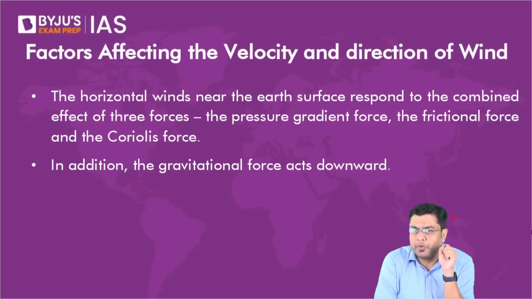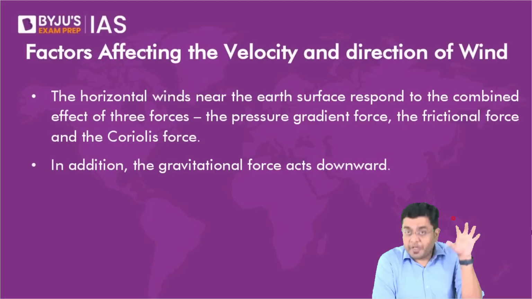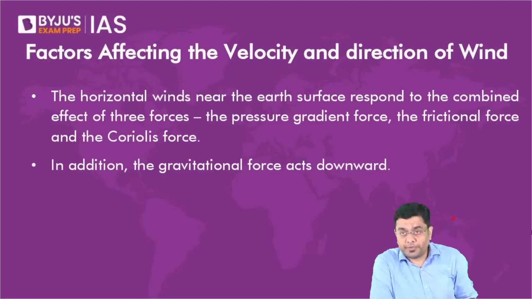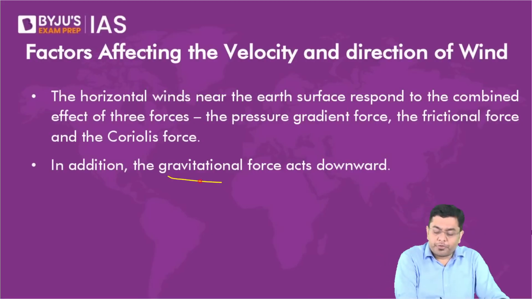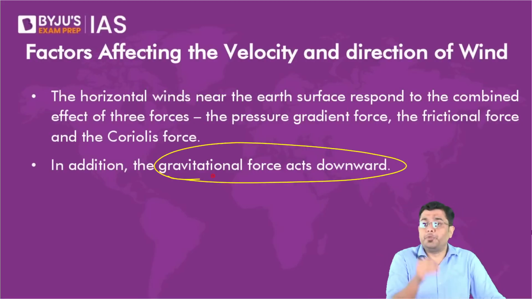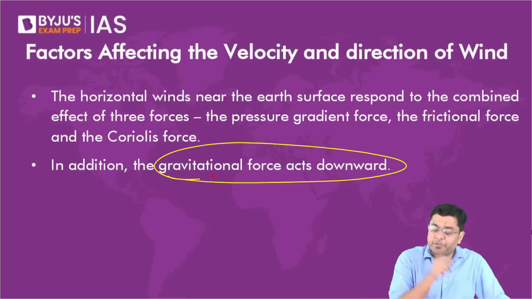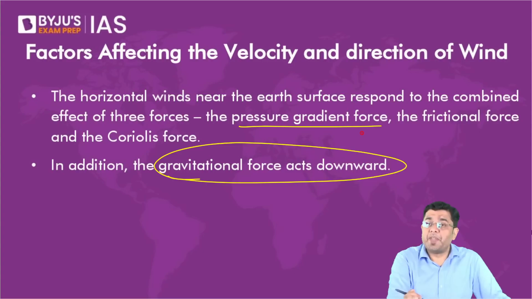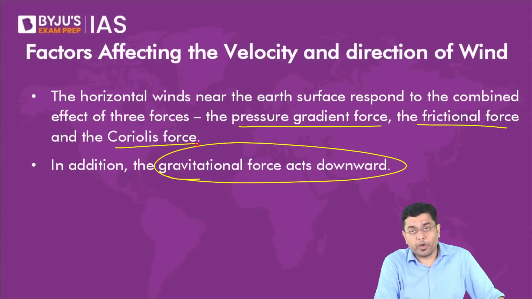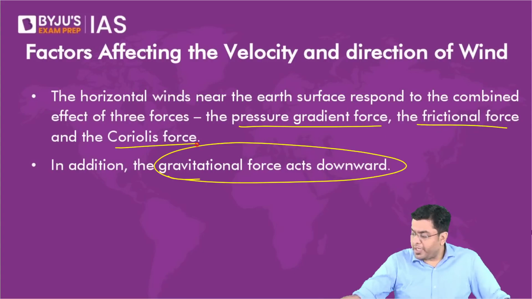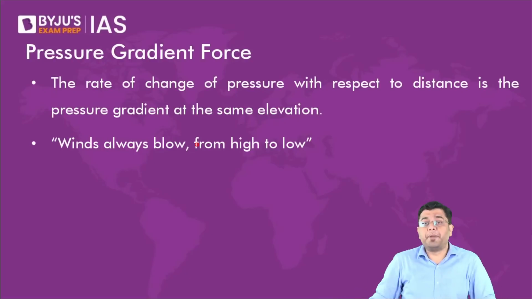But when we talk about these winds, gravitational force is also a significant portion which keeps the wind sticking to the ground surface. So gravitational force is one of the key components which keeps the wind stuck to the ground level. Other than that, you have three important forces which contribute to the direction and the velocity of the wind, and that is the pressure gradient force, the frictional force, and the Coriolis force. So when we talk about each one of them, starting with the pressure gradient force.